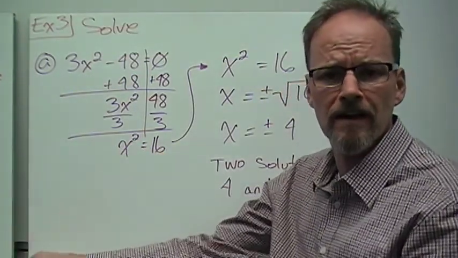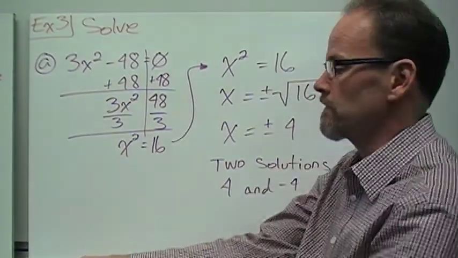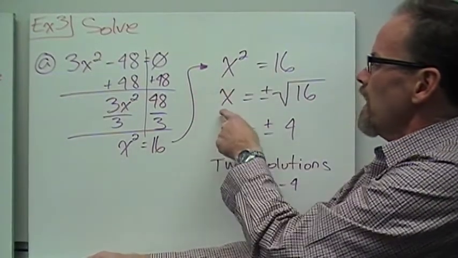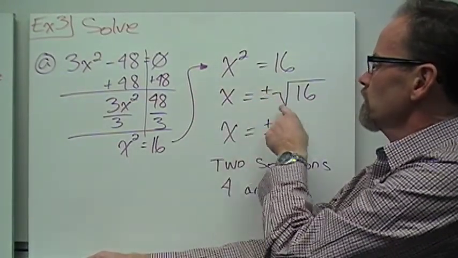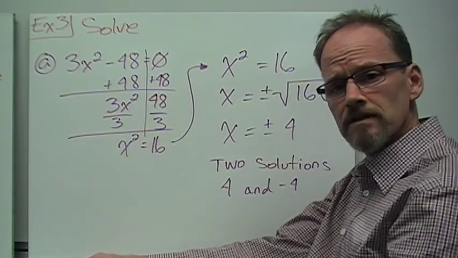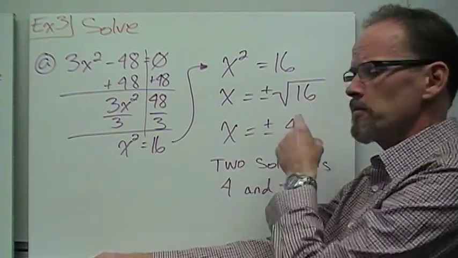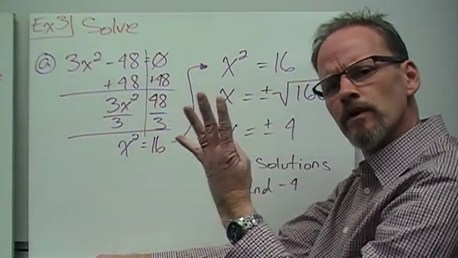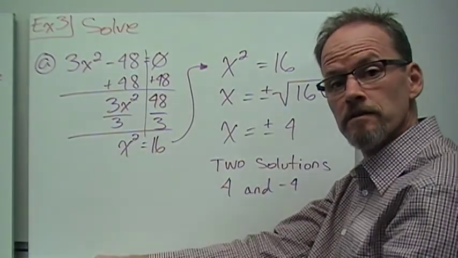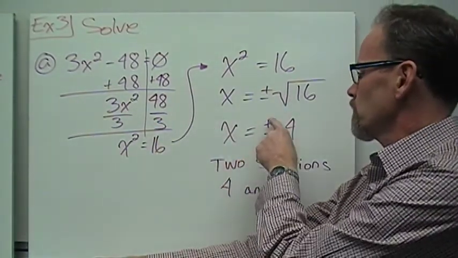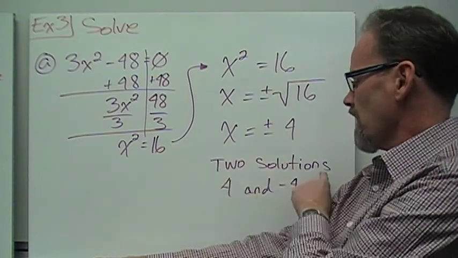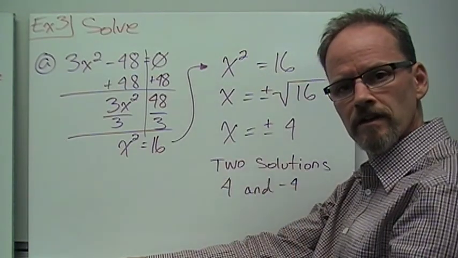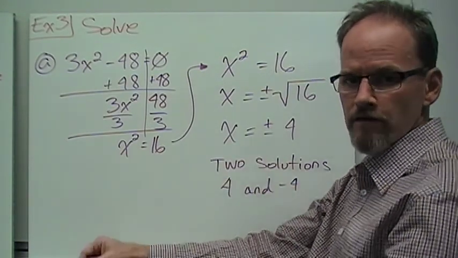Excellent. I know how to figure that out. I just need to find the square root of 16. So x equals positive and minus square root of 16. Everybody knows 4 times 4 gives me 16. So x will equal plus or minus 4. I have two solutions in here, 4 and negative 4.